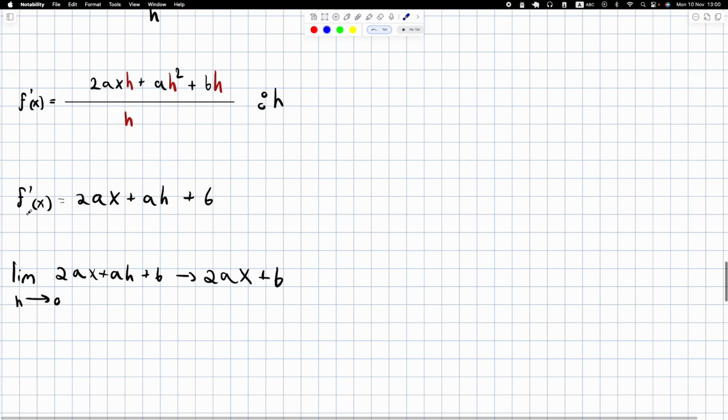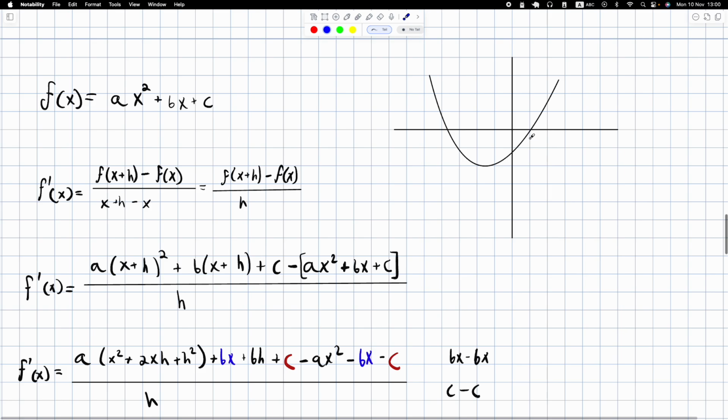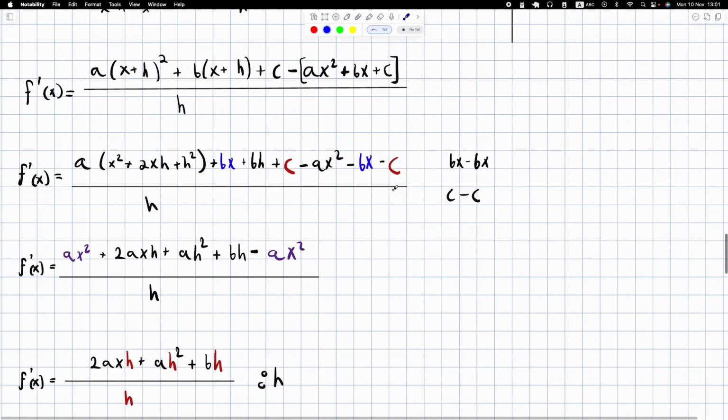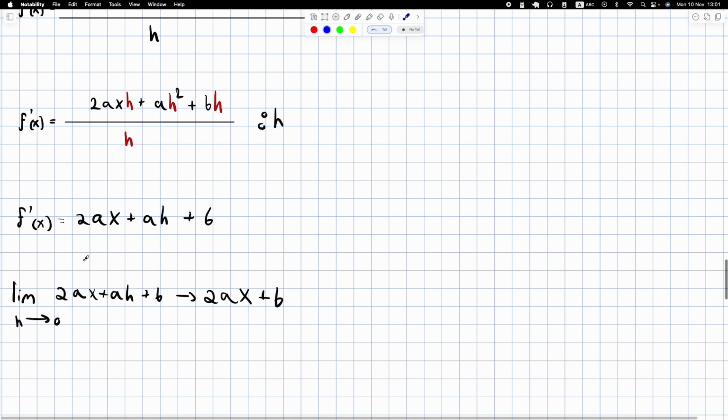Anyway, now we get into this equation: 2 times a times x plus a times h plus b. And now this is where we get the limit. We know h, because we want on the function 2 points which are really close to each other, so the h will be really close to 0. So we take 2 points, for example, 5 and 5.00000001.